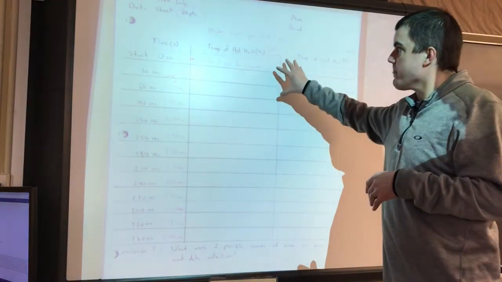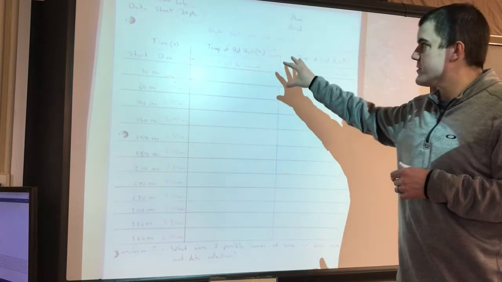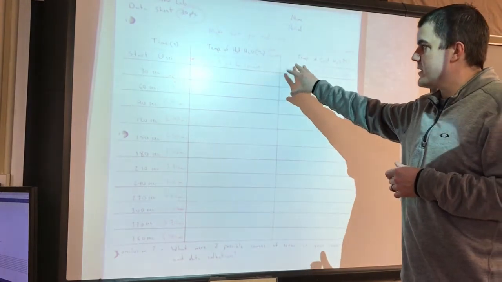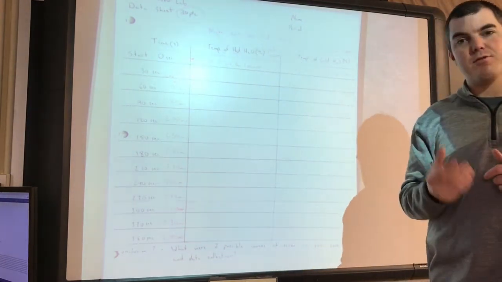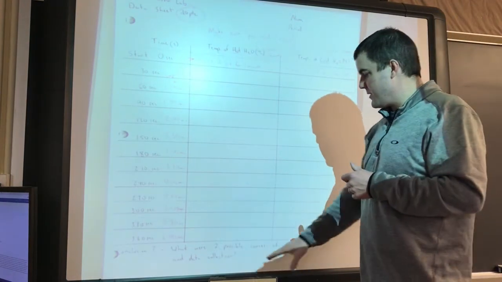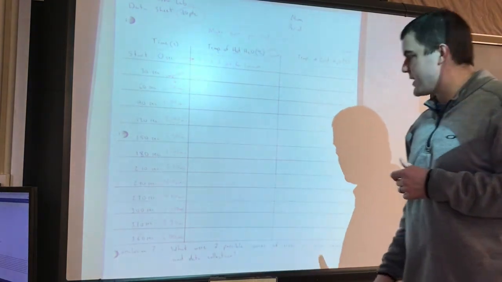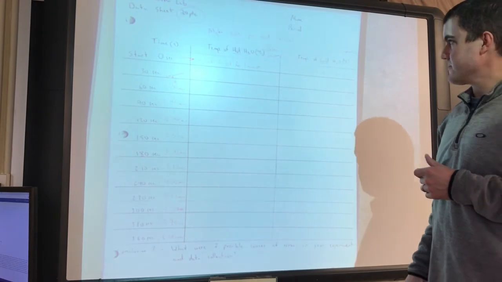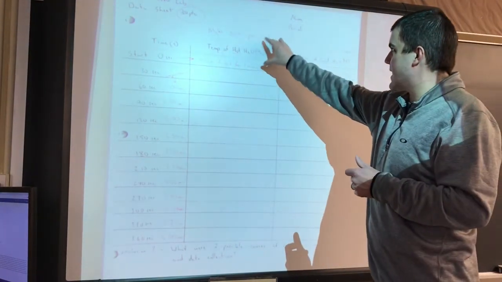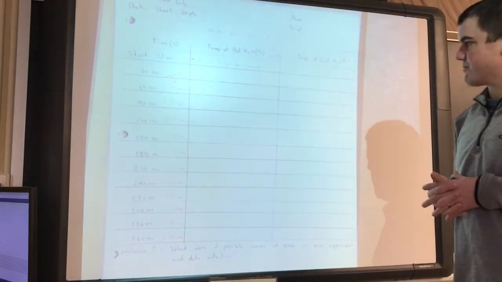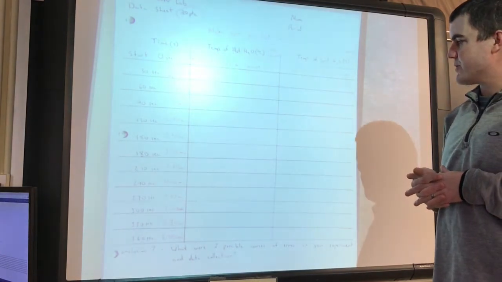Okay, so this data sheet in your collection right now is going to be worth 20 points. And then the graph you're going to do on Friday is going to be worth 10 points. You also have a conclusion question down at the bottom. I'm going to modify this a little bit, but you're going to make sure you read in Celsius. And I'm going to go through this with you.